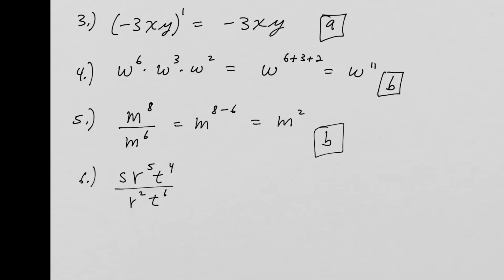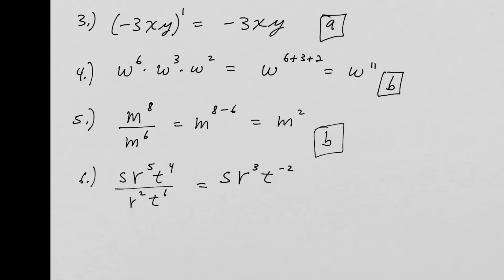So first of all, s, there's no other s, so I can leave that there. And then r to the fifth over r squared, well, it's the same base, so I keep the base, and then I subtract the exponent. So 5 minus 2 is 3. And then t to the fourth divided by t to the sixth, same base, so I keep the base t, and I subtract the exponents. What's 4 minus 6? Well, that's the same as 4 plus a negative 6, so that's a negative 2.